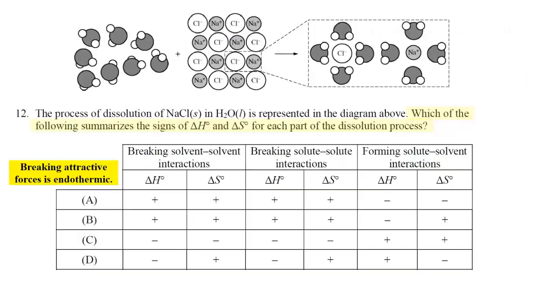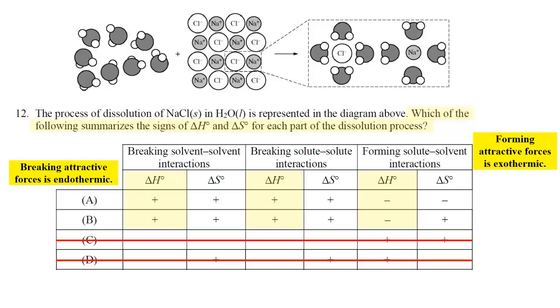So breaking attractive forces is endothermic. That means I'm looking for a positive delta H. And then forming attractive forces is an exothermic process that would be a negative delta H. So the only choices that have a positive delta H for breaking and a negative delta H for forming are choices A and B. So we can eliminate choices C and D for that reason.